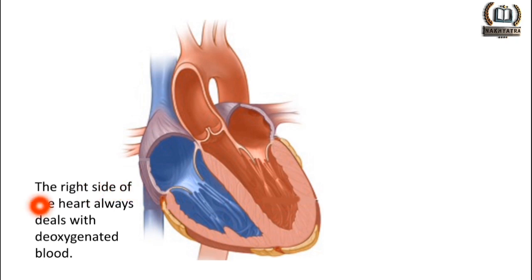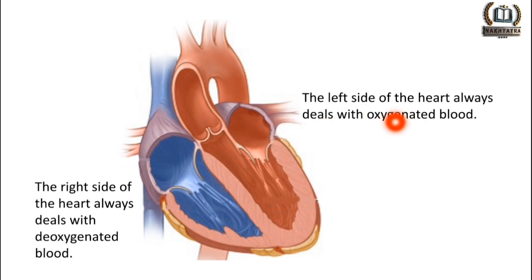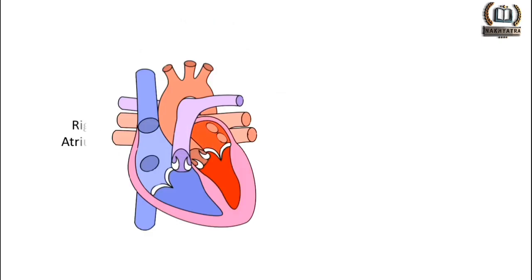Now see here, the right side of the heart always deals with deoxygenated blood. So a right side of the heart এই সাইডটোৱে সদায় deoxygenated bloodৰ লগত deal কৰে. Whereas the left side of the heart always deals with oxygenated blood. So see, this is the right atrium, right?